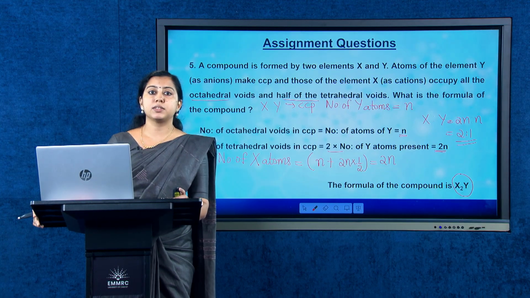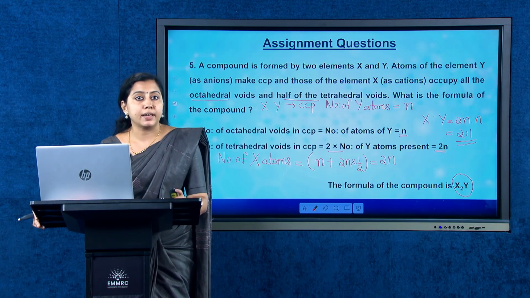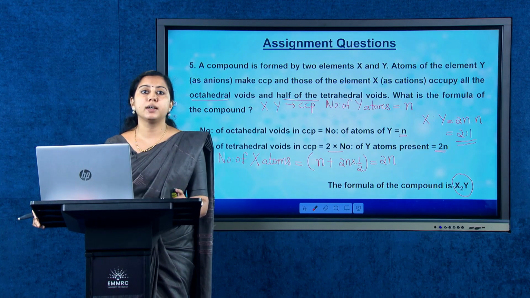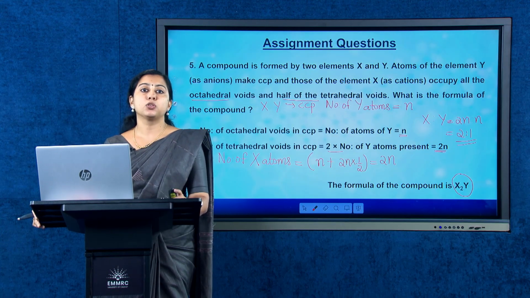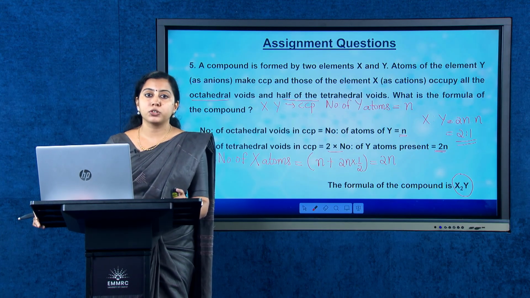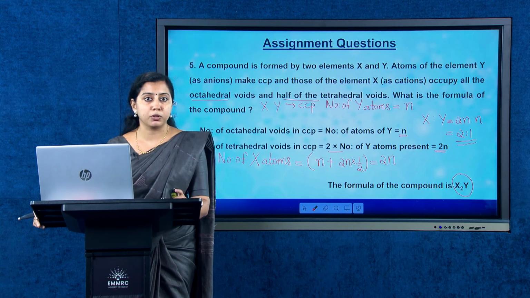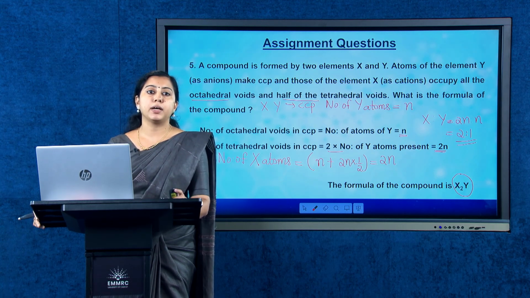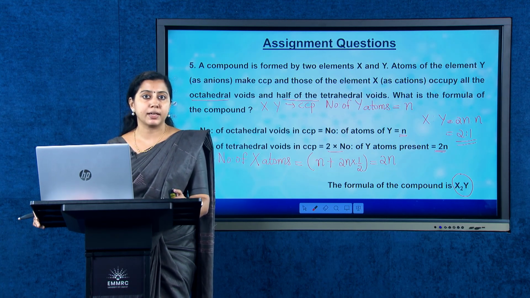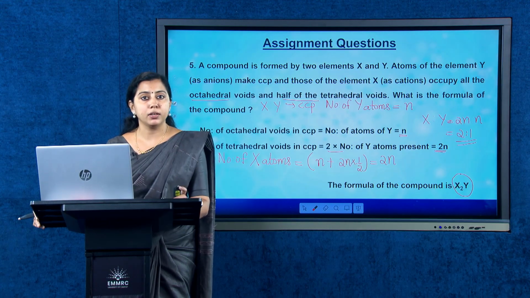Okay. So in this question, the X atoms are occupying both octahedral and tetrahedral voids. So you have to find out the number of octahedral voids as well as the number of tetrahedral voids. So from that you can calculate the number of X atoms and the formula of the compound.